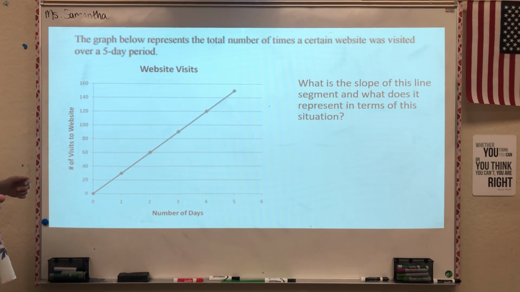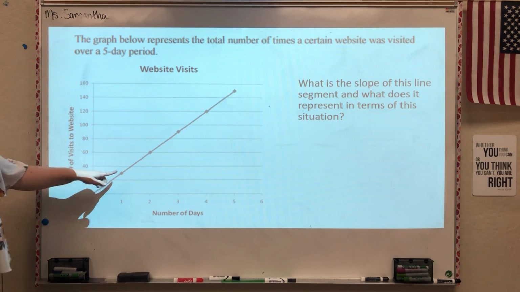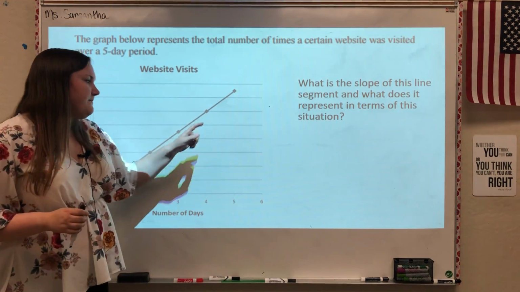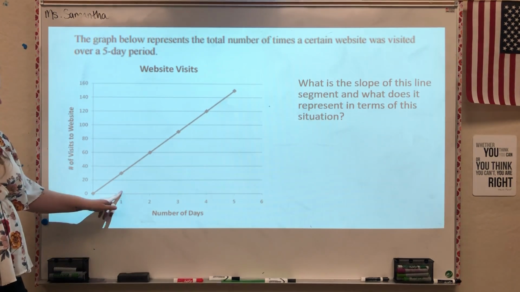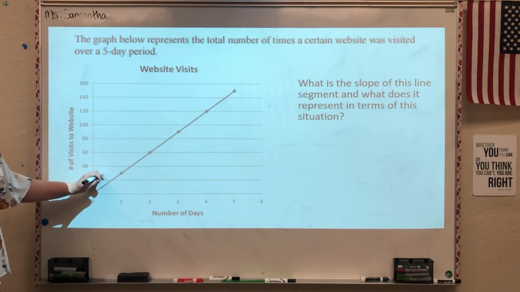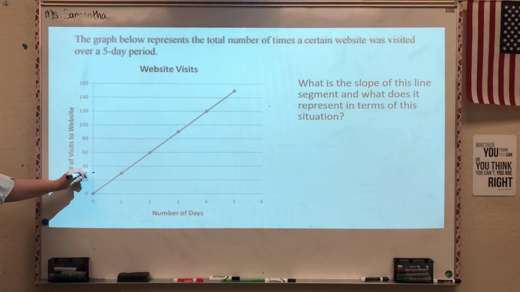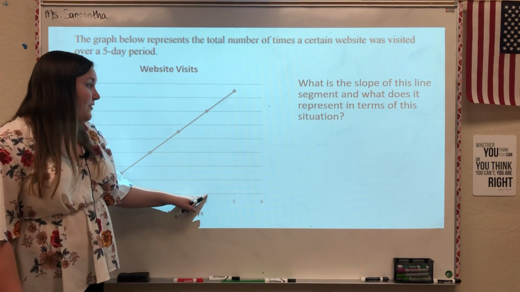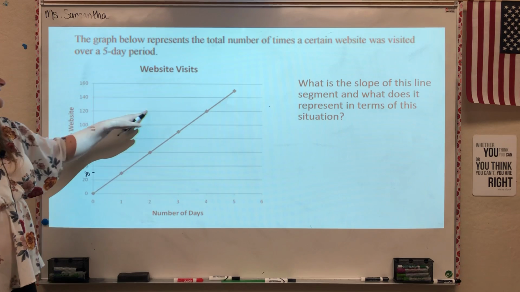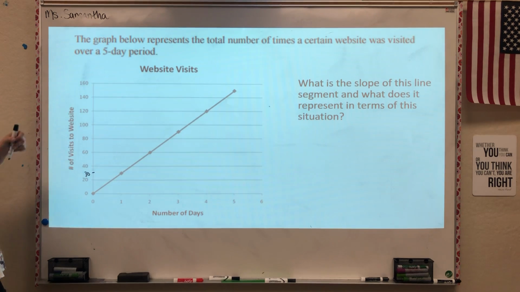The other thing I usually do is just a quick check to make sure we all are good at reading what the graph is saying. Remember, this is showing the number of visits over time. So each of these points is telling you something. It's saying that after day 1, the website has gotten, well, right between 20 and 40 is 30. So after 1 day, the website's gotten 30 visits. After, let's do 4 days, the website has gotten 120 visits.